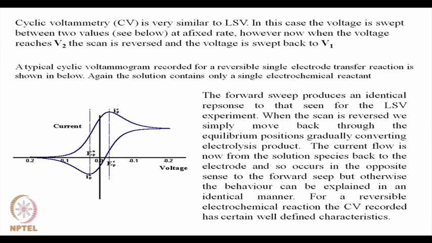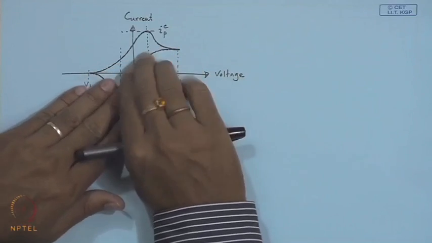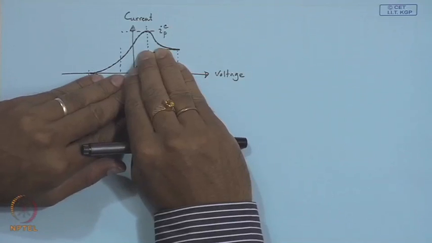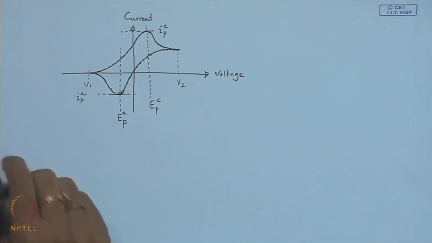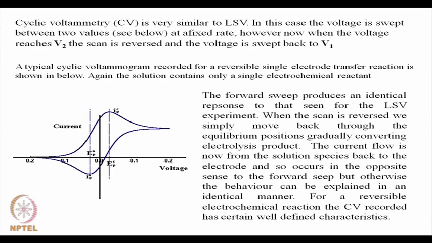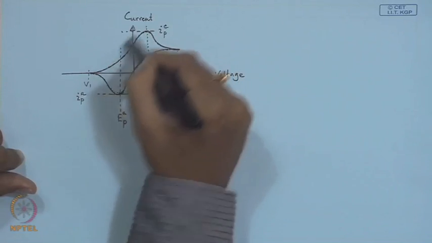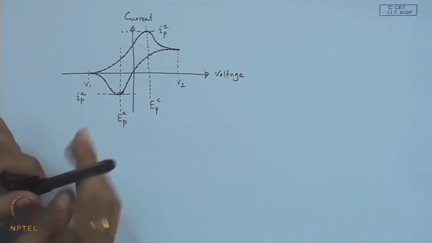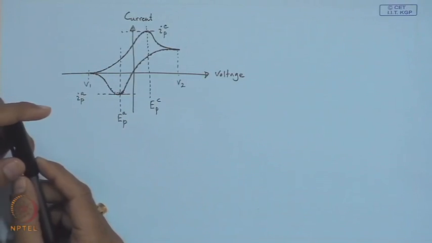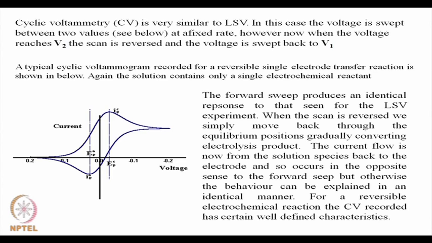Okay. So, if you just forget about this part, it looks like a linear sweep voltammogram. When the scan is reversed, we simply move back through the equilibrium position, gradually converting the electrolysis product. Whatever reaction has taken place in this direction is reversed. The current flow is now from the solution species back to the electrode.